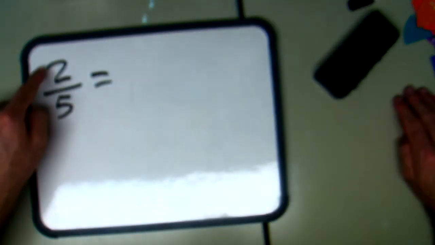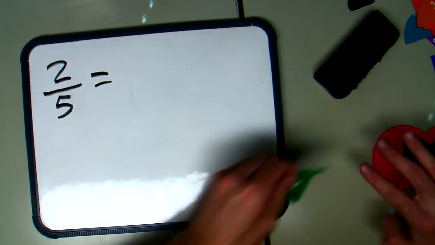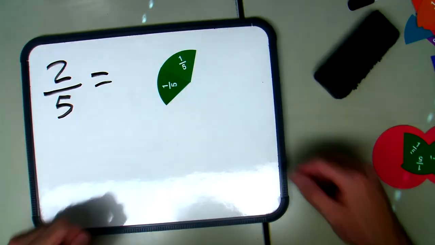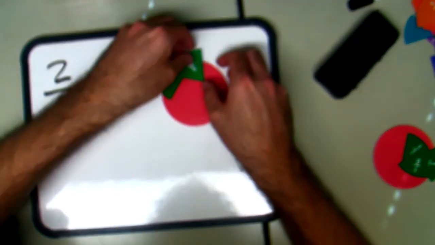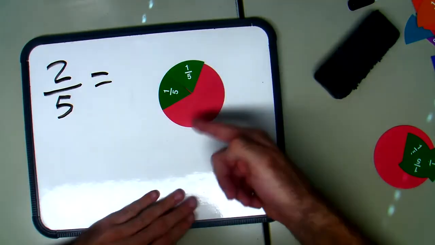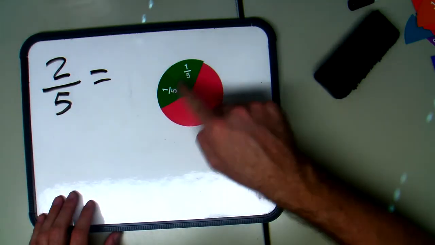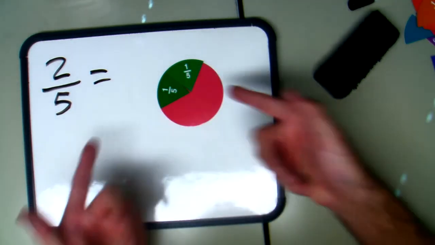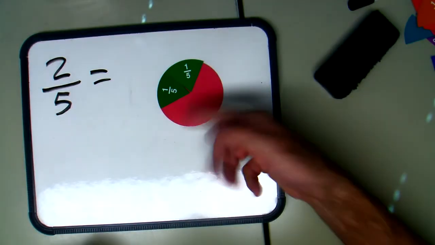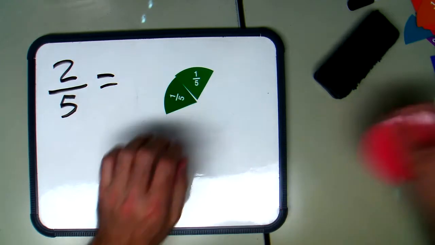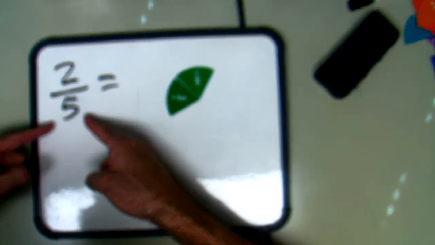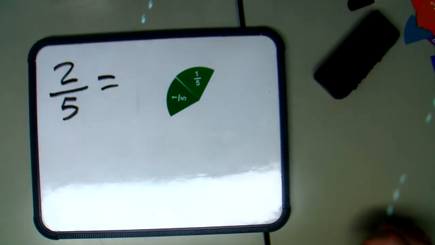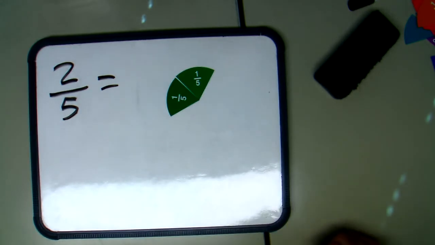The top says how many I actually have. So I only actually have 2. Is that a whole pizza right there? Is that one whole? No, it's not. If you look at all this red that I'm missing, I have the green, but I'm missing all this red. I only have 2/5. So this is less than a whole. I don't have one whole, do I? No. So when the numerator is smaller than the denominator, when the top is smaller, I do not have one whole. I have less than 1.